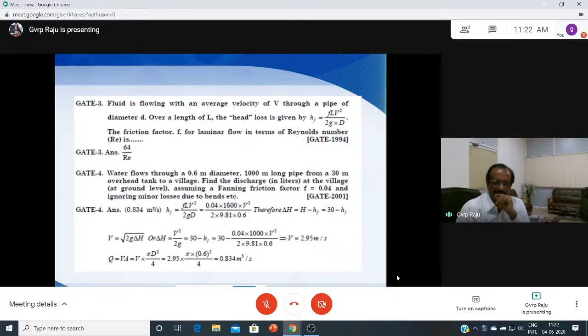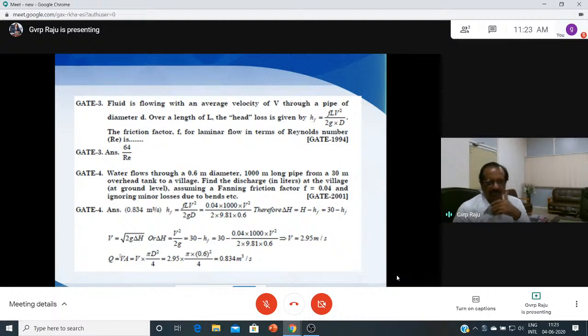I am repeating this here, it is slightly important. hf is f L V square by 2 g D, so delta h is equal to H minus hf, which is equal to 30 minus hf. Delta h is the head without loss here; the total head available is 30 minus hf. This is one side, and let us say the right hand side. Delta h you can also find from the generalized equation, that is V is equal to square root of 2g delta h, or delta h is equal to V square by 2g. So V square by 2g is equal to 30 minus hf, and the only unknown is V, so that we can find out the velocity V here.